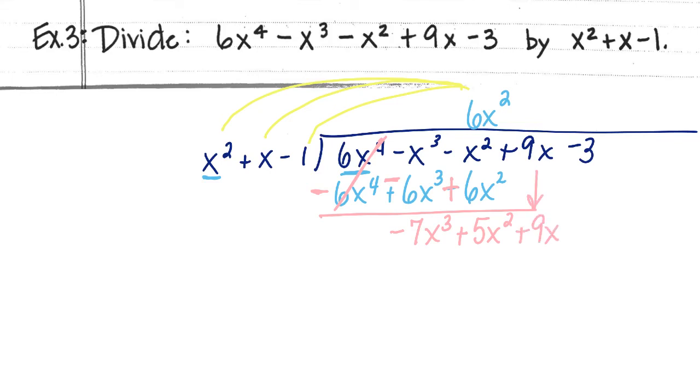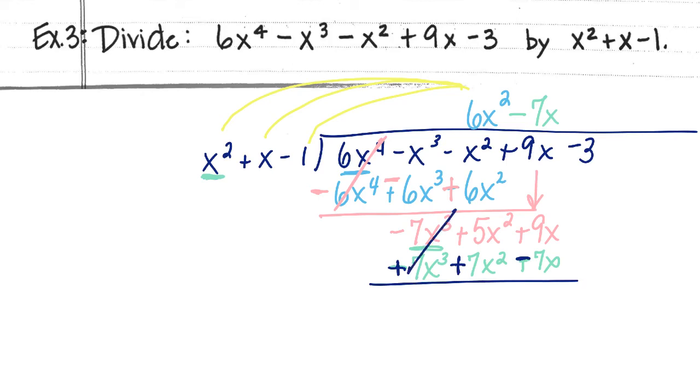And again, we're looking at first into first. How many times does x squared go into negative 7x cubed? Negative 7x. Distribute to all 3. Negative 7x cubed minus 7x squared plus 7x. And when I change the signs, the 7x cubed should cancel out, and we get a positive 12x squared, a positive 2x, and bring down the negative 3.